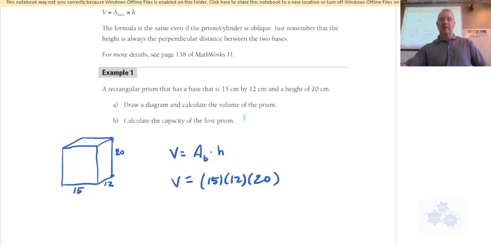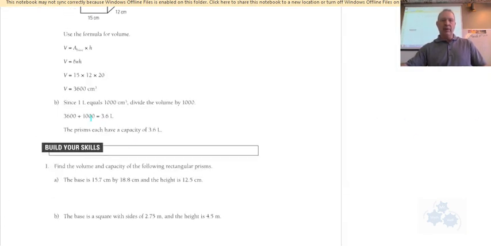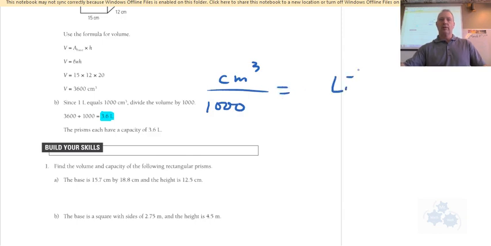So in this case, if we're talking about cubic centimeters and liters, because 1,000 cubic centimeters equals 1 liter, we're going to go 3,600 divided by 1,000 gives us the number of liters. Okay? So if you have centimeters cubed, you divide it by 1,000 to equal liters.